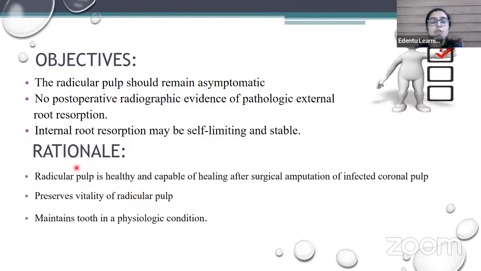Coming on to the rationale, or what is the need for you to conduct the pulpotomy. So the radicular pulp is healthy and capable of healing after the surgical amputation. It preserves the vitality of the radicular pulp and it maintains the tooth in a physiologic condition. Okay, so these are the rationale for which we conduct the pulpotomy.